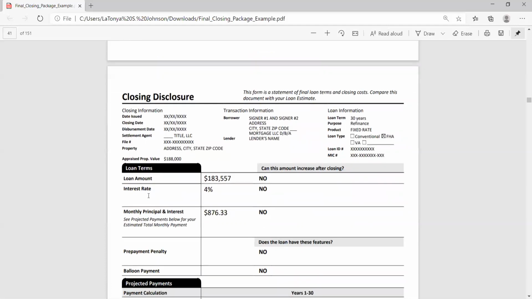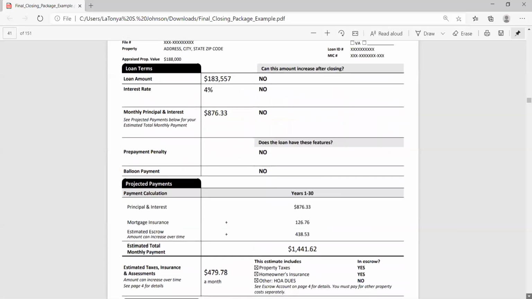They want to see the loan amount, the interest rate, and check to make sure that's correct. They want to see the monthly principal and interest payment. They want to check and see if that's correct. It's not for you to say whether it's correct or not. It's actually for them to say, yes, this is correct. If they have any questions on it, they call the mortgage broker.